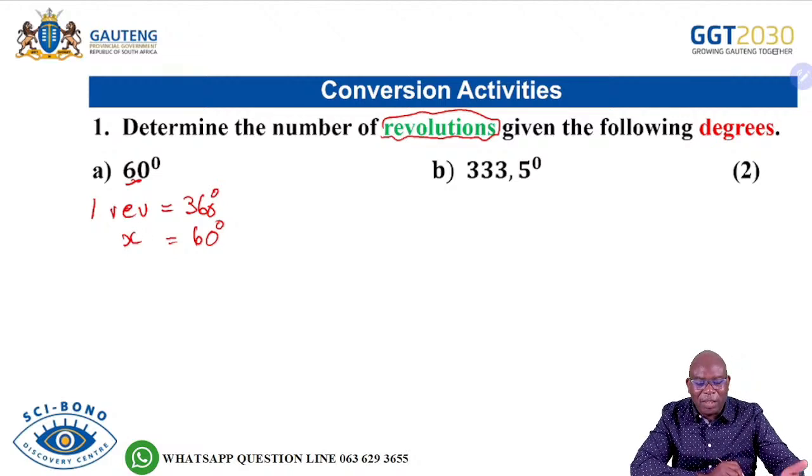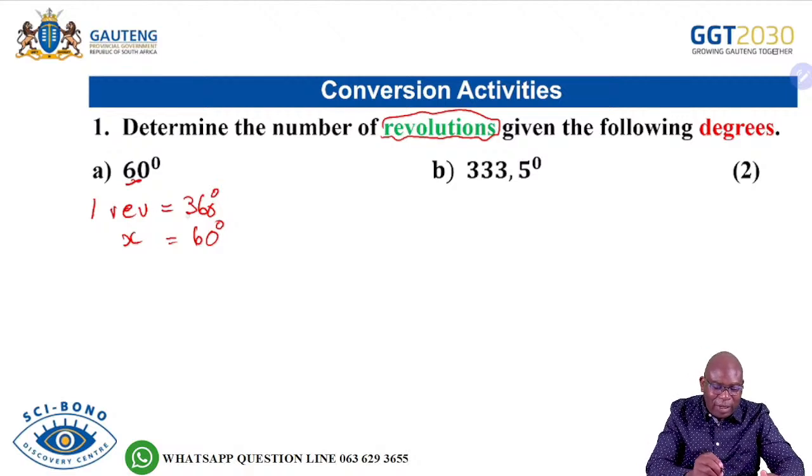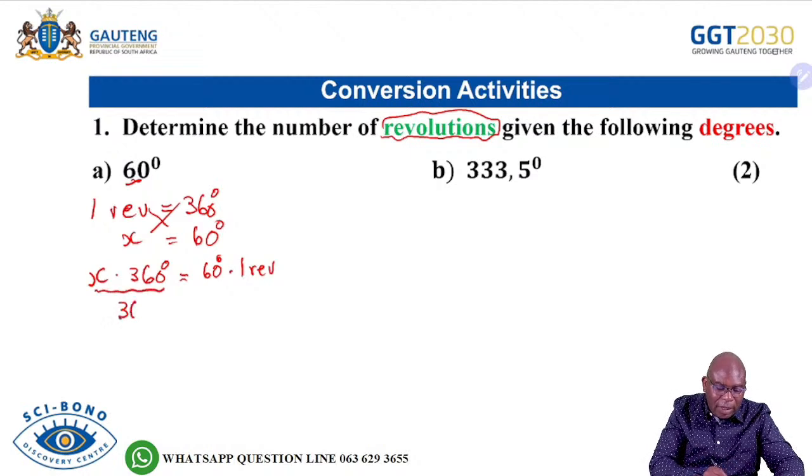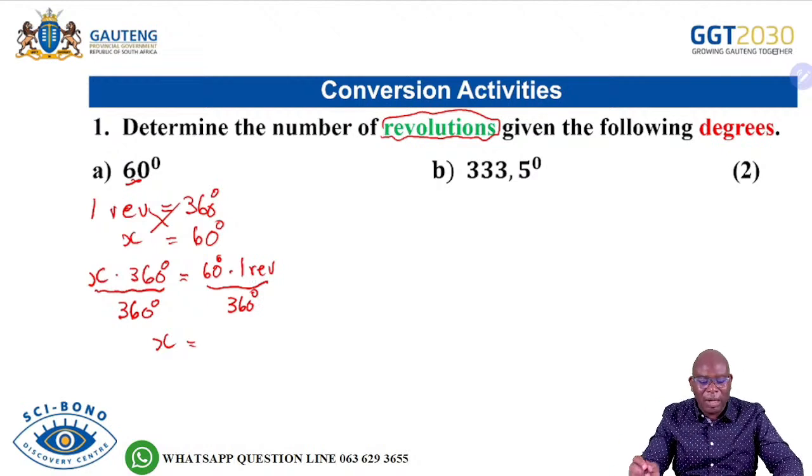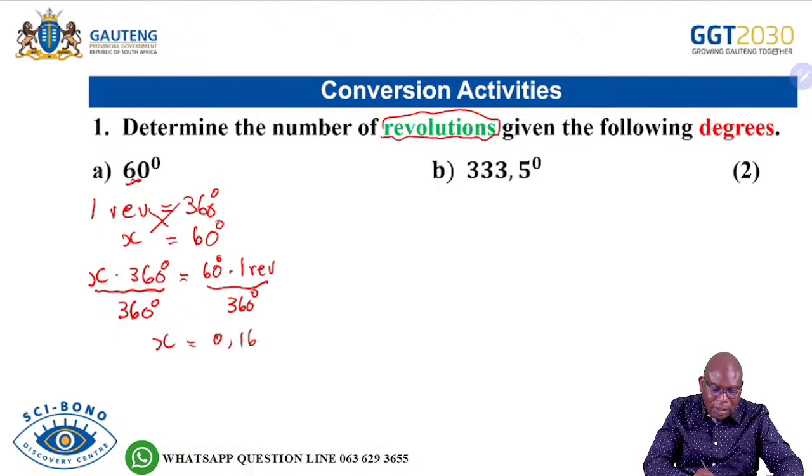Okay, so you can see in this case, if I cross multiply, I'm going to have x multiplied by 360 degrees equals 60 degrees multiplied by one revolution. Now I divide both sides by 360 degrees, which means that my x is going to be, the degrees will cancel out. I'm left with revolution. And now if I divide 60 by 360, the answer that I get there will be 0,167. That's revs. So that is revolutions.